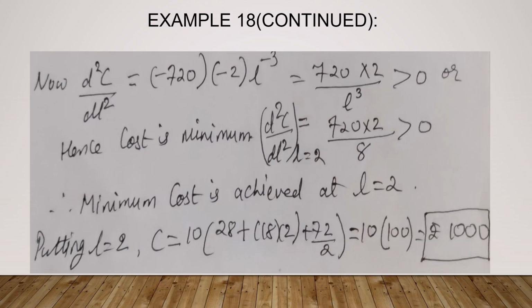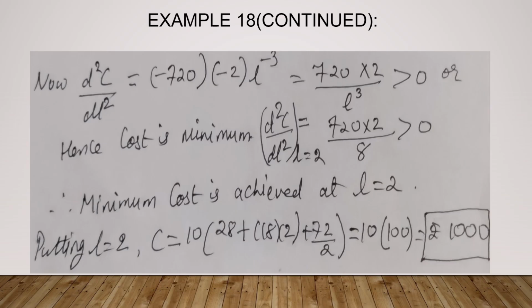Now we use the second derivative test. The second derivative is minus 720 into minus 2L raised to minus 3. That means 720 times 2 upon L cube. Now we know that this would always be greater than 0, correct? So the cost is minimum. Since the second derivative is greater than 0, the cost is minimum at this point, L is equal to 2.